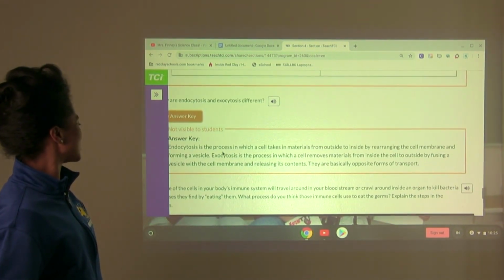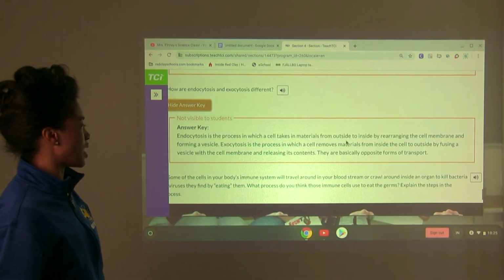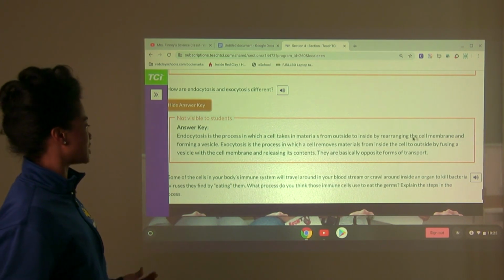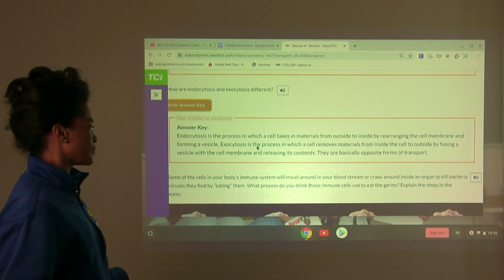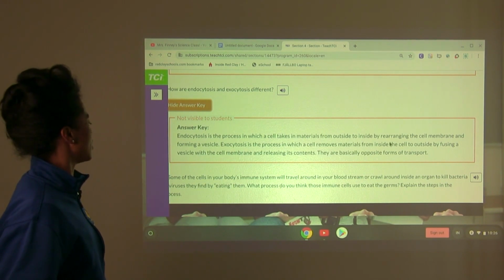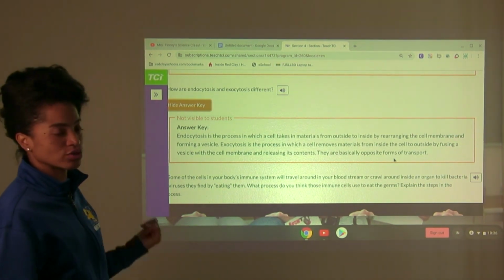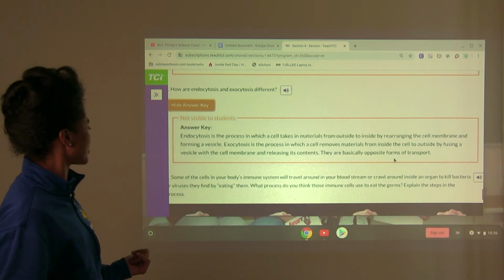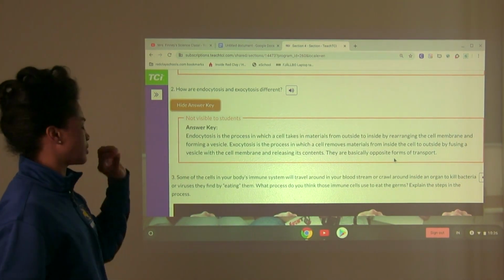So endocytosis is the process in which a cell takes in materials from outside to inside by rearranging the cell membrane and forming a vesicle. Exocytosis is the process in which a cell removes materials from inside the cell to outside by fusing a vesicle with the cell membrane and releasing its contents. They are basically opposite forms of transport. Okay? Make sure you have that in your TCi program, and you can put it in your own words. It doesn't have to be exactly like this.